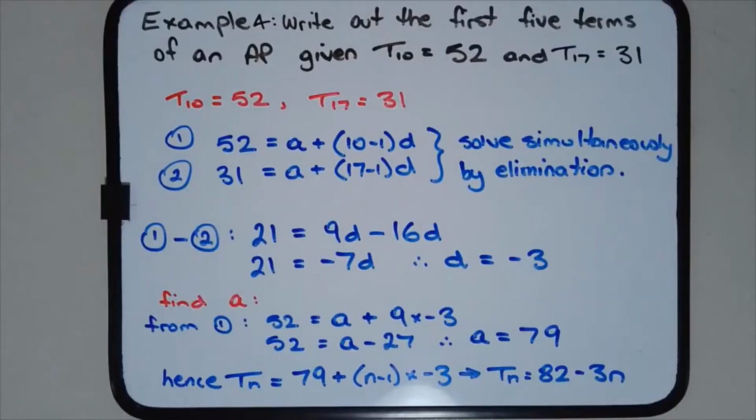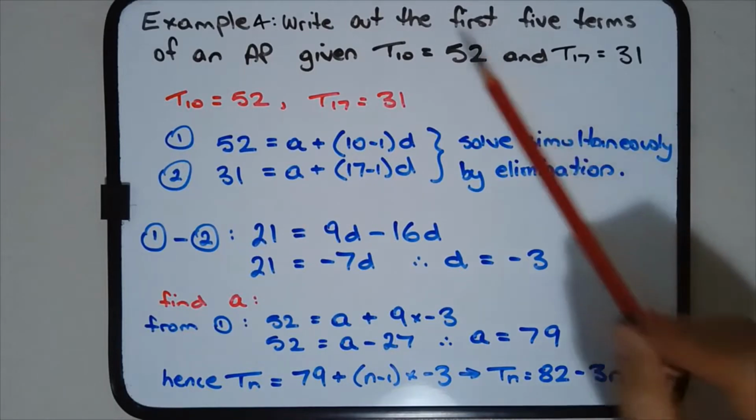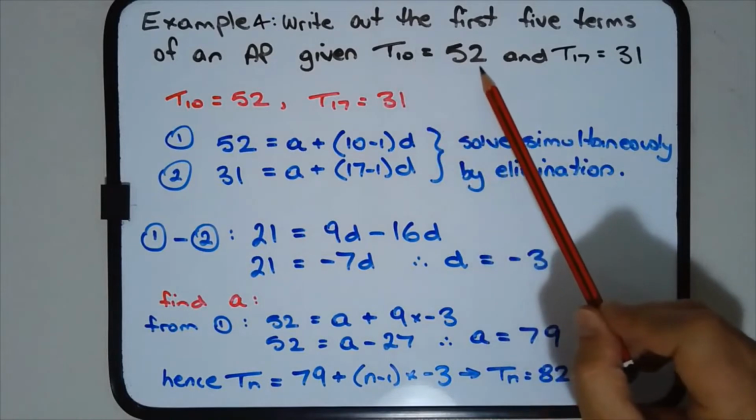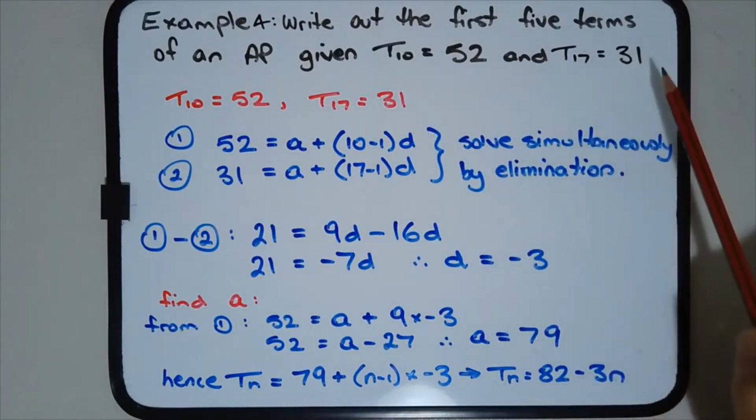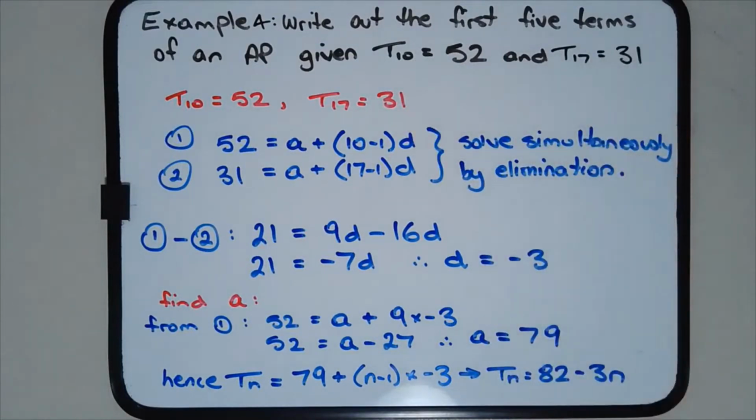Example 4. Write out the first 5 terms of an AP, given the 10th term, T10 equals 52, and the 17th term, T17 equals 31. Now the strategy here is to form two equations involving the nth term of an AP, applying the fact that T10 equals 52 and T17 equals 31, one for each equation, and then solve those equations simultaneously to find the first term A and the common difference D. Then we can write out the first 5 terms of this particular AP.